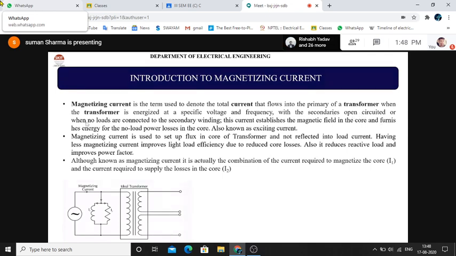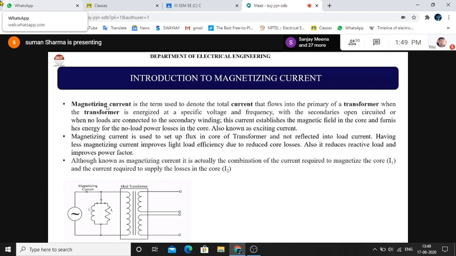That is, when no load is connected to the secondary winding, whatever current is flowing, ideally it should be only magnetizing current. But practically, there is also a loss component. The no load current has two components: the loss component, that is the active component, and the reactive component, that is the magnetizing current.